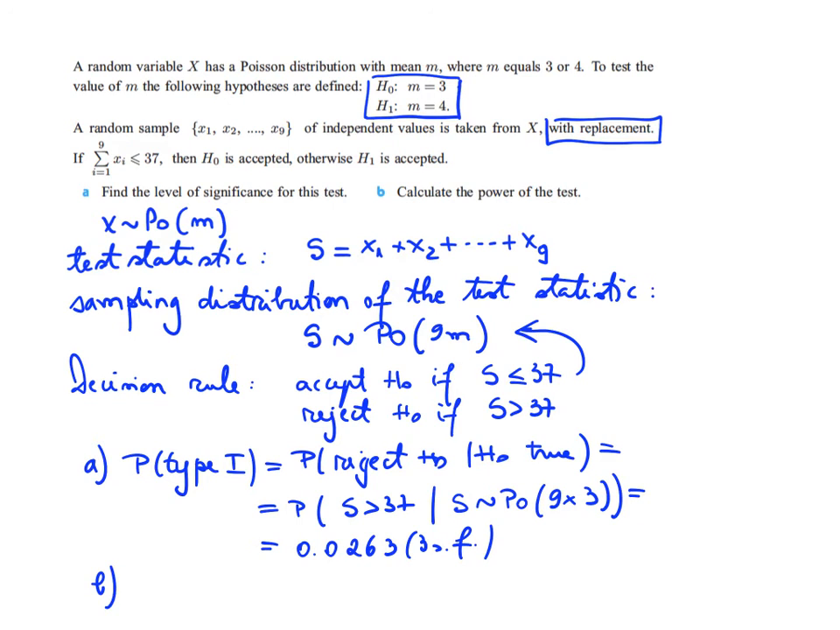B, power of the test. To find the power of the test, I need to find the probability of a type 2 error first. And it will be the probability of accepting H0 given that H0 is false.